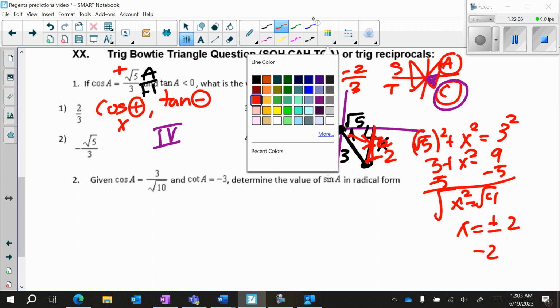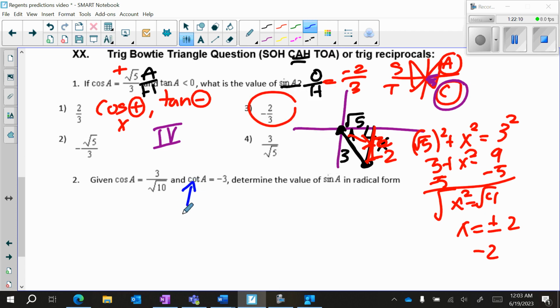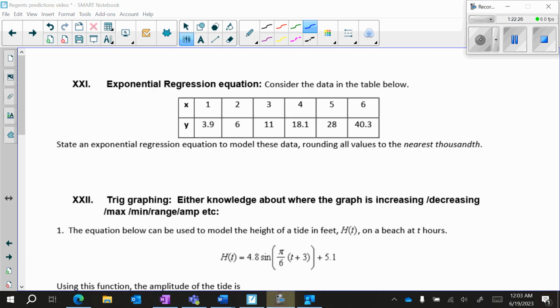Okay, so you try this one. But note with this one, this says cotan. So you need to know the trig reciprocals. Cotan is the reciprocal of tan. So tan would be the reciprocal of this. So cotan is negative 3 over 1. That means tan is 1 over negative 3. Now try this question using the same kind of bow tie concepts that I did in number 1.